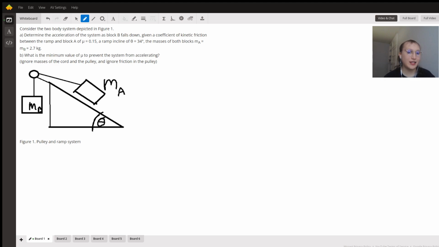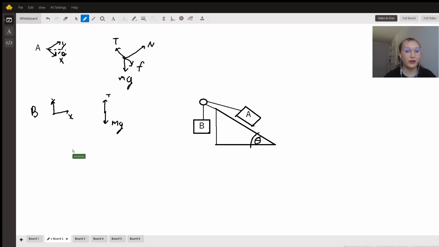First, we have to determine the acceleration of the system as block B falls down, given a numerical value for the coefficient of kinetic friction, as well as the ramp incline and the mass of each block, which are the same. Then in part B, we're asked to find the minimum value of mu to prevent the system from accelerating, and we're told we can ignore the masses of the cord and the pulley while also ignoring friction in the pulley. So let's go forward and draw some free body diagrams.